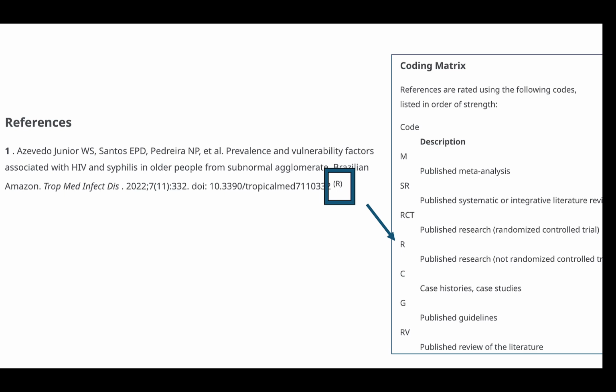References are ranked using a coding matrix according to the type of literature they represent. Here we see reference 1 coded with the letter R, corresponding to the coding matrix, indicating it is published research but not a randomized controlled trial.